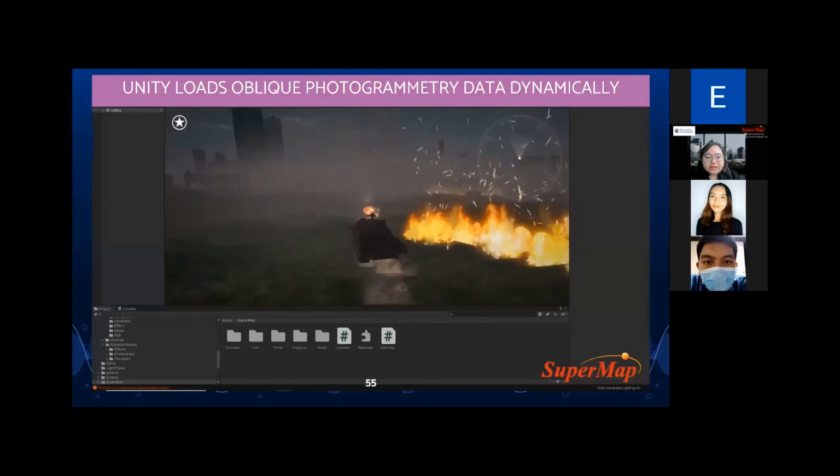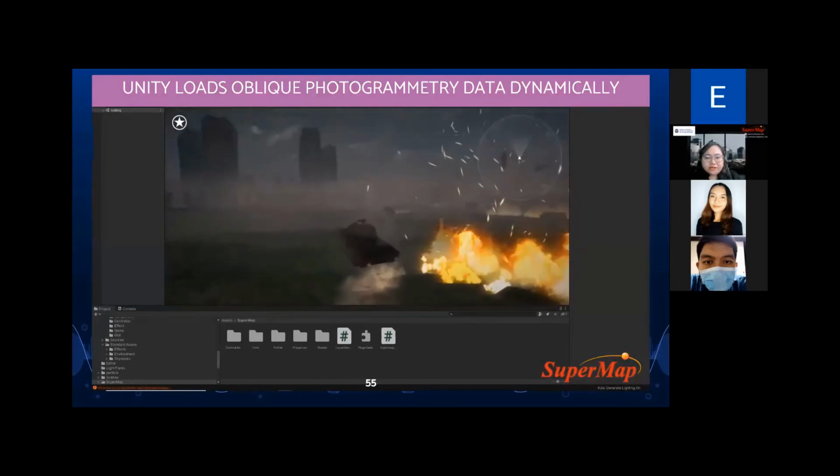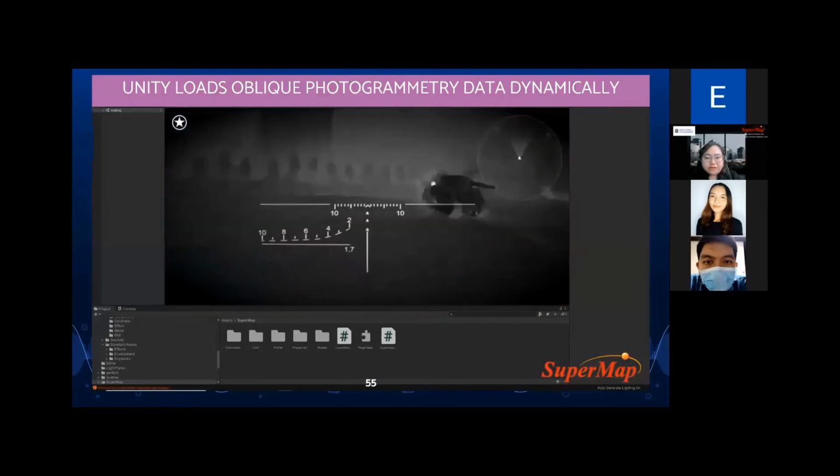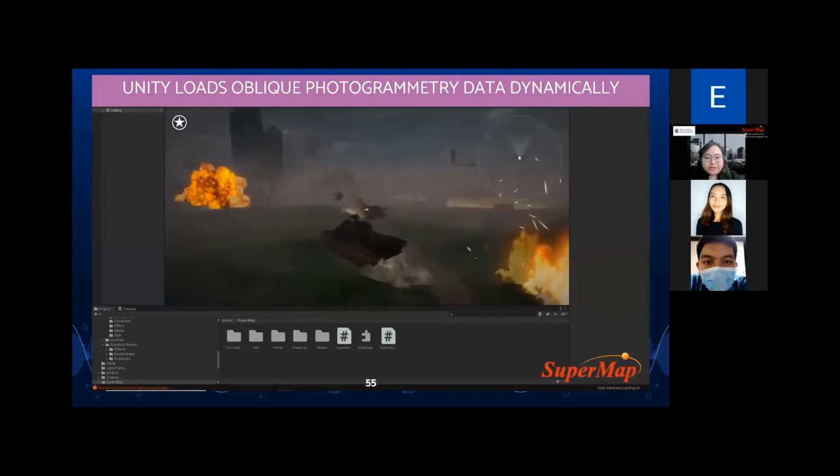This is a game scene of Unity. All the terrain and buildings data are oblique photogrammetry 3D data managed by SuperMap.